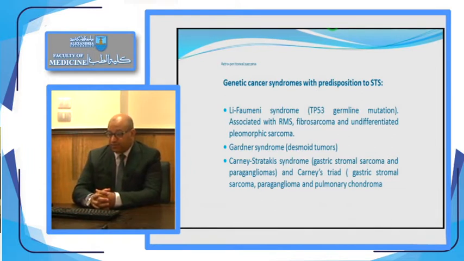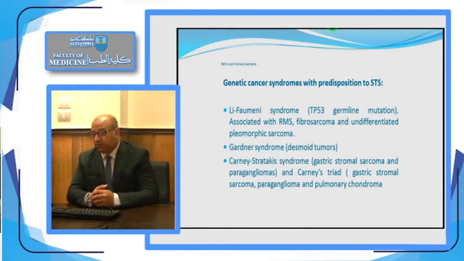A third syndrome is Carney-Stratakis syndrome, associated with gastric stromal sarcoma and paragangliomas, and Carney triad, which is associated with, in addition to the gastric stromal sarcoma and the paraganglioma, pulmonary chondromas.